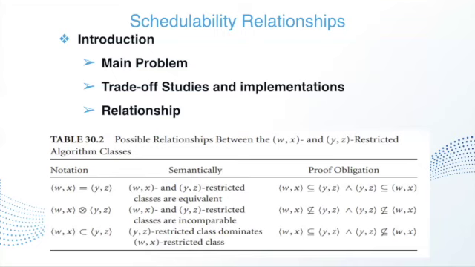For the last notation three, the class of W and X restricted algorithm is strictly more powerful than the class of Y and Z restricted algorithms. That is, any task system that is feasible under the Y and Z restricted class is also feasible under the W and X restricted class. Furthermore, there exists at least one task system that is feasible under the W and X restricted class, but not under the Y and Z restricted class.